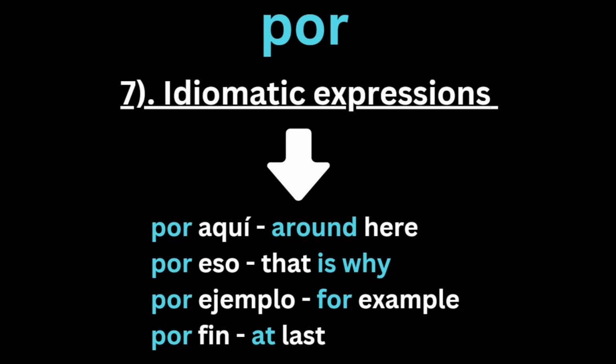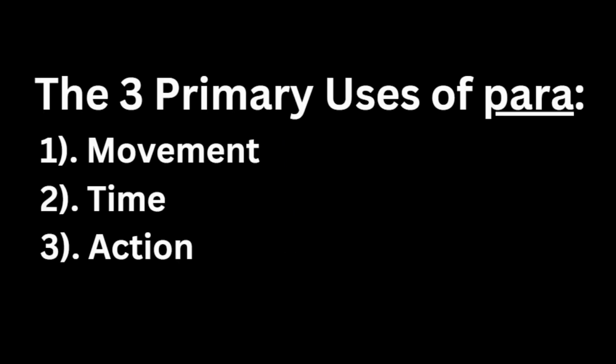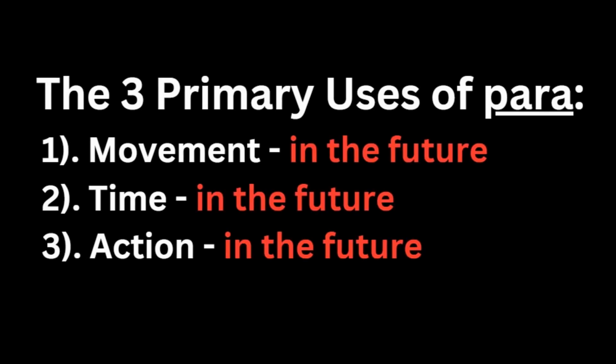That's how por functions in Spanish. Para, on the other hand, literally translates as for, but sometimes functions like other prepositions. Just like por, para also applies to movement, time, and action, but in these cases, para indicates an event in the future or a purpose for an event.